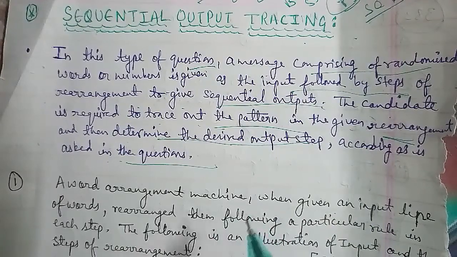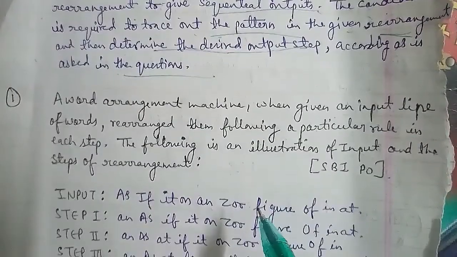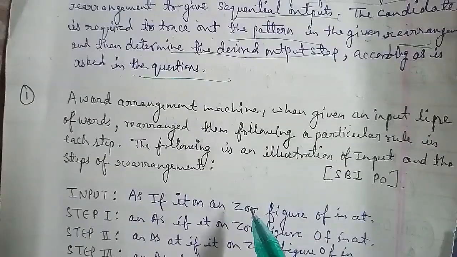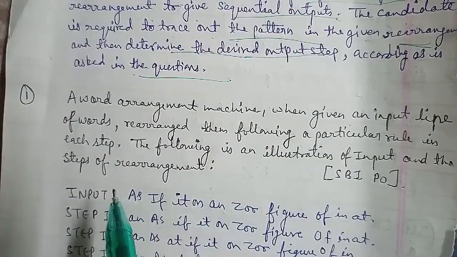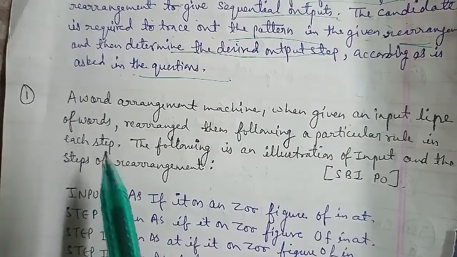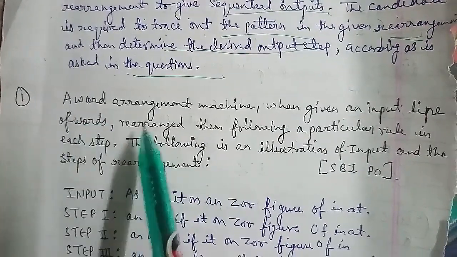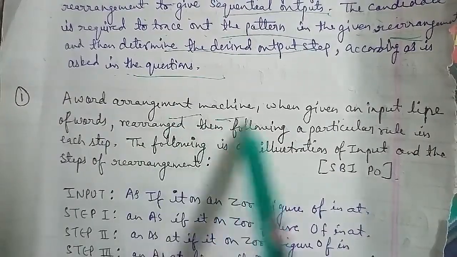Now we are dealing with one question so that you will be able to understand what it means and how to solve this type of question where sequential output tracing is involved. Question number 1 is: a word arrangement machine, when given an input line of words, rearranges them following a particular rule in each step. The following is an illustration of input and the steps of rearrangement.